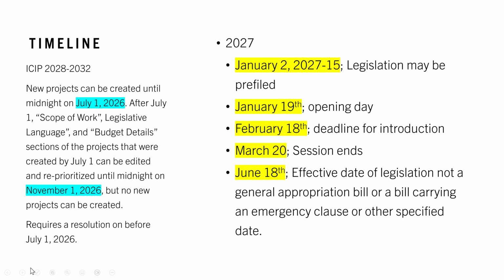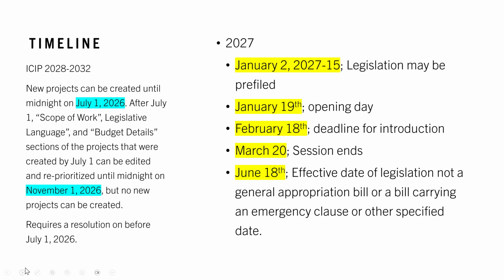Okay, so here's a timeline. Joe, would you like to talk us through the timeline real quick? Okay, so new projects can be created until midnight on July 1st, 2026, because that is whenever we have to have a resolution signed by council. Our projects are put into CAPS, which is the software that we use with DFA. After July 1st, the only things that can change are the scope of work, the legislative language, and the budget details. Those sections can be changed, but no new projects can be put into CAPS after July 1st.